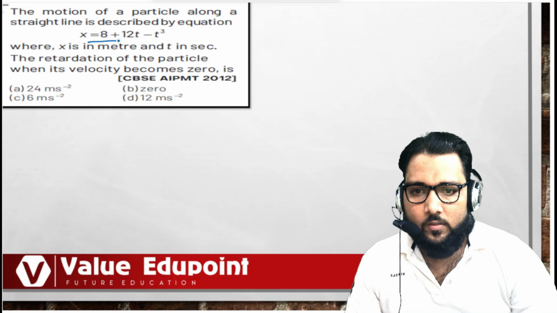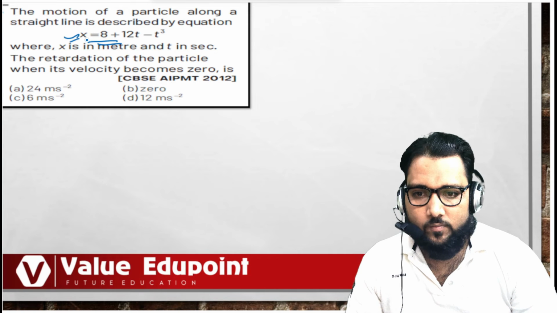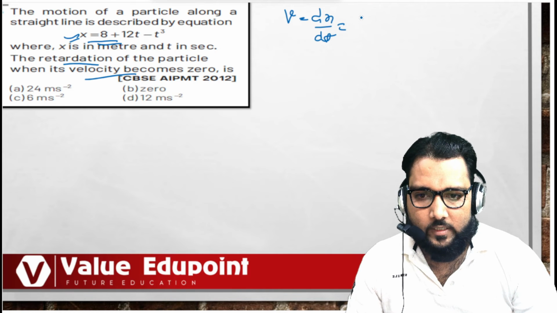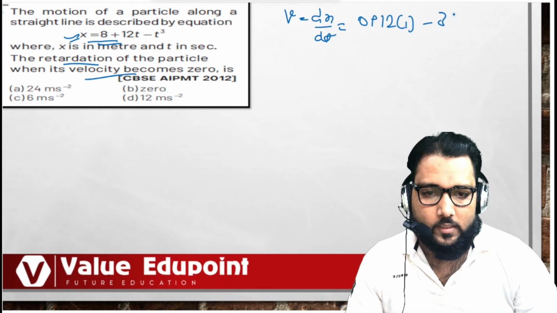Okay, we are going for the next problem. Again, the displacement is given in terms of time t. Now we have to find the retardation where velocity becomes 0. So first we find the velocity, that will be dx by dt. Directly we differentiate the terms: the constant differentiates to 0, the differentiation of t is 1, and of t cube is 3t square.